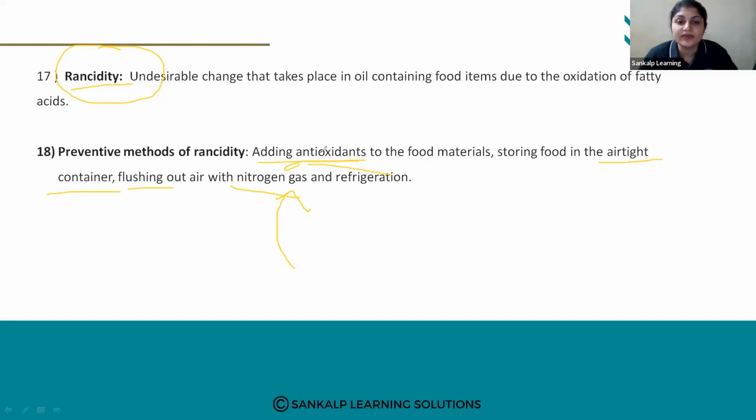Whenever you are adding antioxidants, the food should be stored in an airtight container, and there should be no air. For food items like chips in a chip packet, all the air has been flushed out, and nitrogen gas is added as the antioxidant, so that the chips or food materials are preserved for a longer time. So this is rancidity.